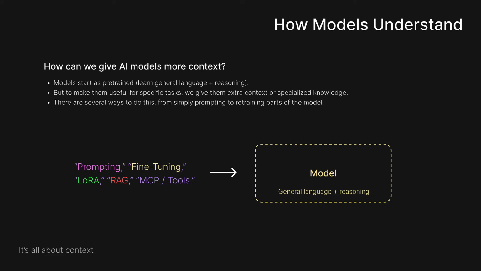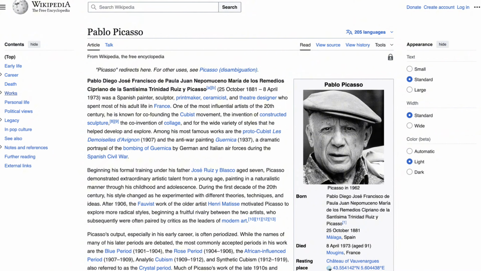All right, before we dive into the code, I just want to explain how models understand. It's all about context. Models have been pre-trained, especially base models, so that they can understand general language and a bit of reasoning. Basically, a model that can produce text one token at a time. And like I said, it has general knowledge because it's been trained on so much knowledge from the web and many different sources. But it's not an expert. For example, if you had to ask it a question about Picasso, it might tell you that Picasso is a very famous artist, but it might not know the inner details of Picasso's life.